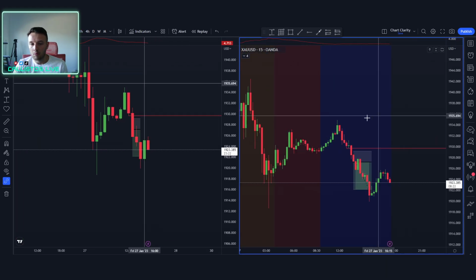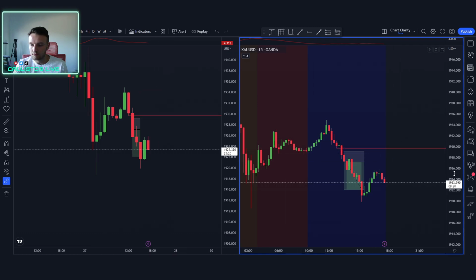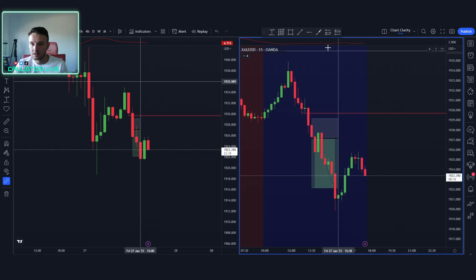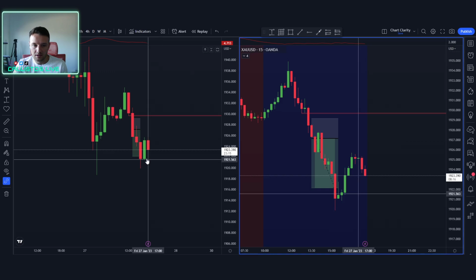Gold, I was looking at buys here on gold, but now obviously I'm not. We can see, right, we had a nice bullish candle, right? Price is pushing down, and then we get that nice bullish engulfing candle, right?